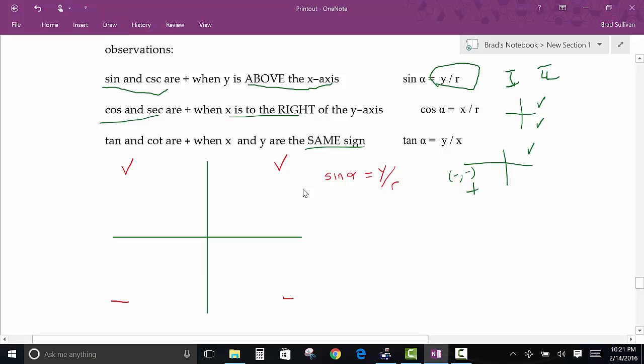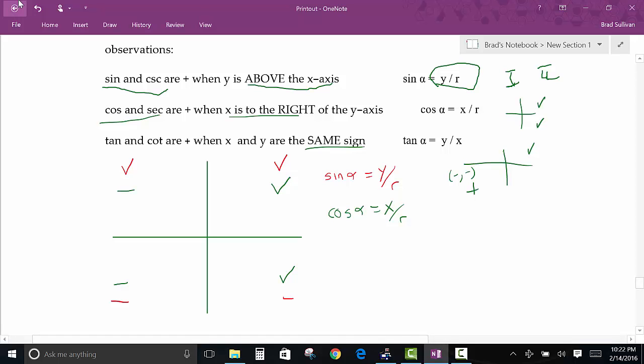So now let's go to the cosine. If I did the cosine of alpha, that definition is x over r. So the question is, where is x positive? Well, x is positive in quadrant 1, and it's positive in quadrant 4, like that. And then x would be negative in those two places like that.